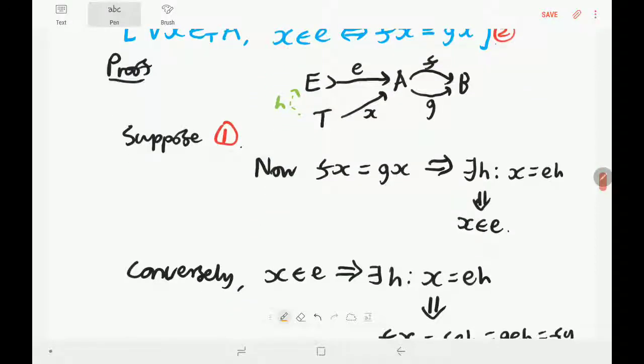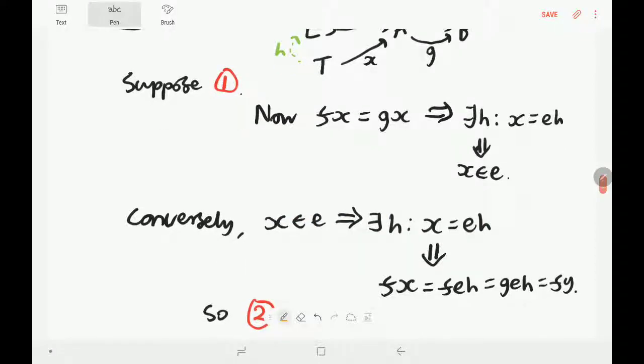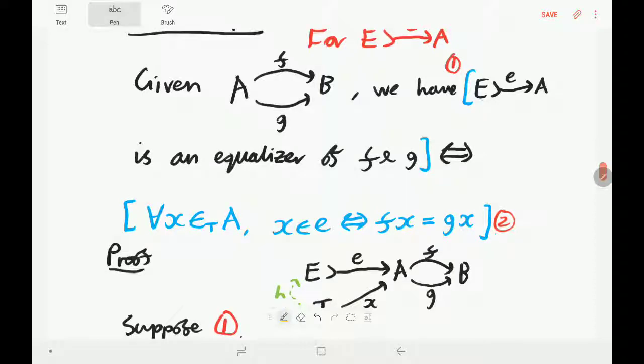Suppose X is in E. Well, then there exists an H such that X equals EH. That's just what X in E means. And then that implies that Fx equals FEH equals GEH, since E equalizes F and G, and this is equal to Gx. So we have Fx is Gx. So we've shown that the statement on the left-hand side implies the statement on the right. So we've shown that 2 holds true in this case. So we've shown that statement 1 implies statement 2.